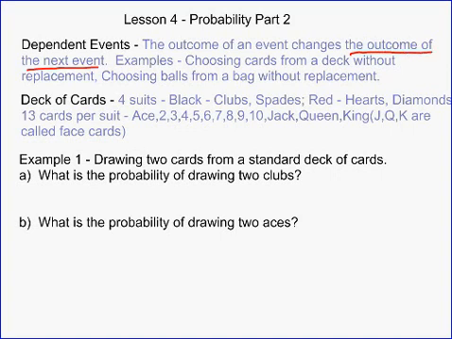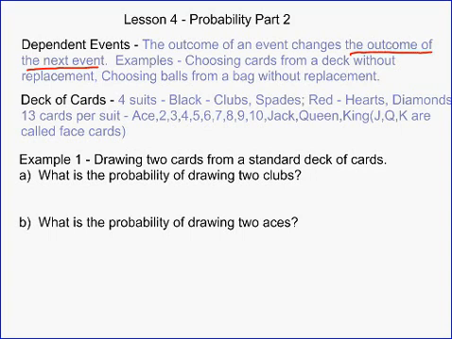A good example of this is choosing cards from a deck. The reason that is a dependent event is once you have chosen, let's say, the ace of clubs from a deck, if you don't replace it, then there are now only 51 cards in the deck instead of 52, and so everything is changed from a probability perspective. And so that's what makes it a dependent event.